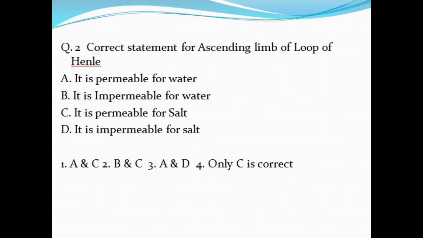Question number 2, correct statement for ascending limb of loop of Henle. A, it is permeable for water. B, it is impermeable for water. C, it is permeable for salt. D, it is impermeable for salt. First A and C, second B and C, third A and D, and fourth only C is correct.